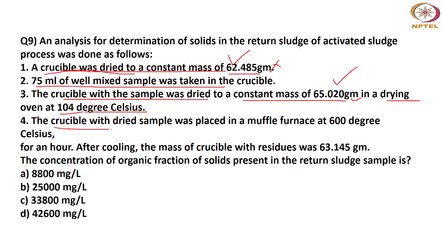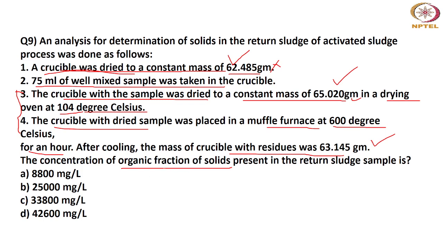Then this crucible, with the dried sample, was placed in a muffle furnace at 600 degrees Celsius for an hour. Now, what remains there is not the organic fraction. So from these two statements, you can easily understand that whatever is gone is the organic fraction of the solids present there. So after cooling, we got the mass as 63.145 gram, right?